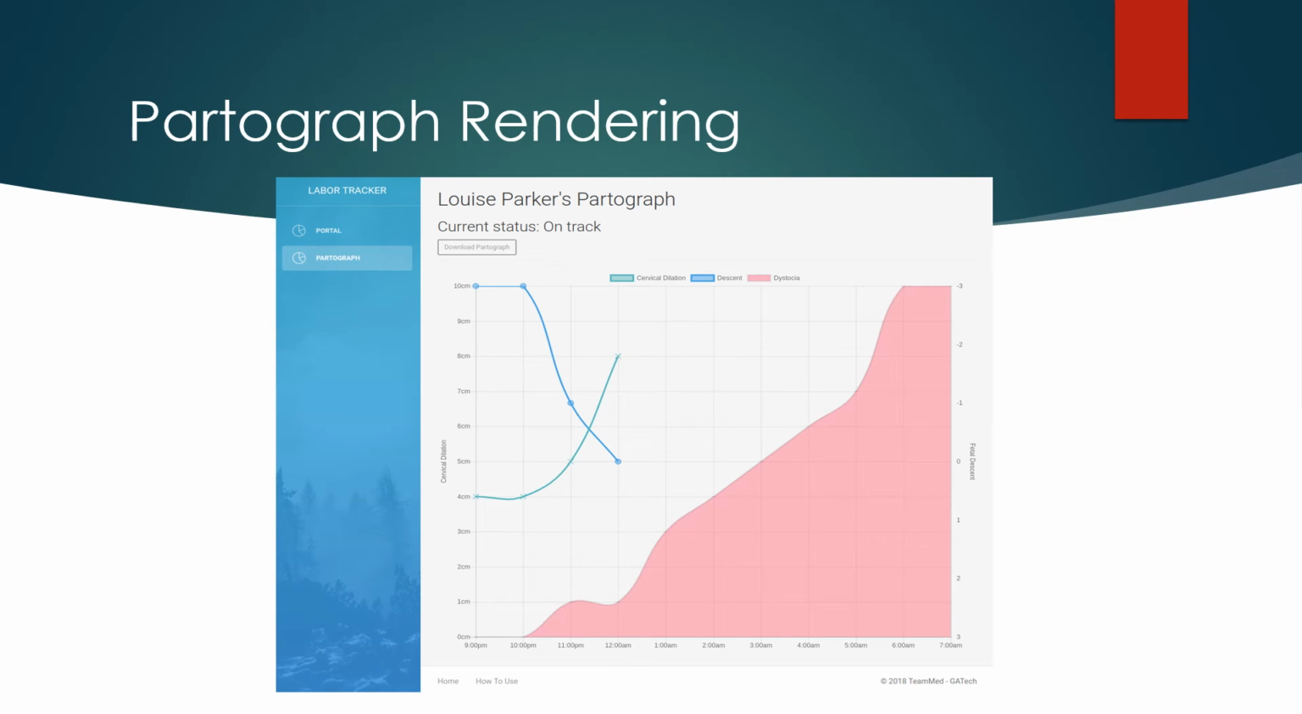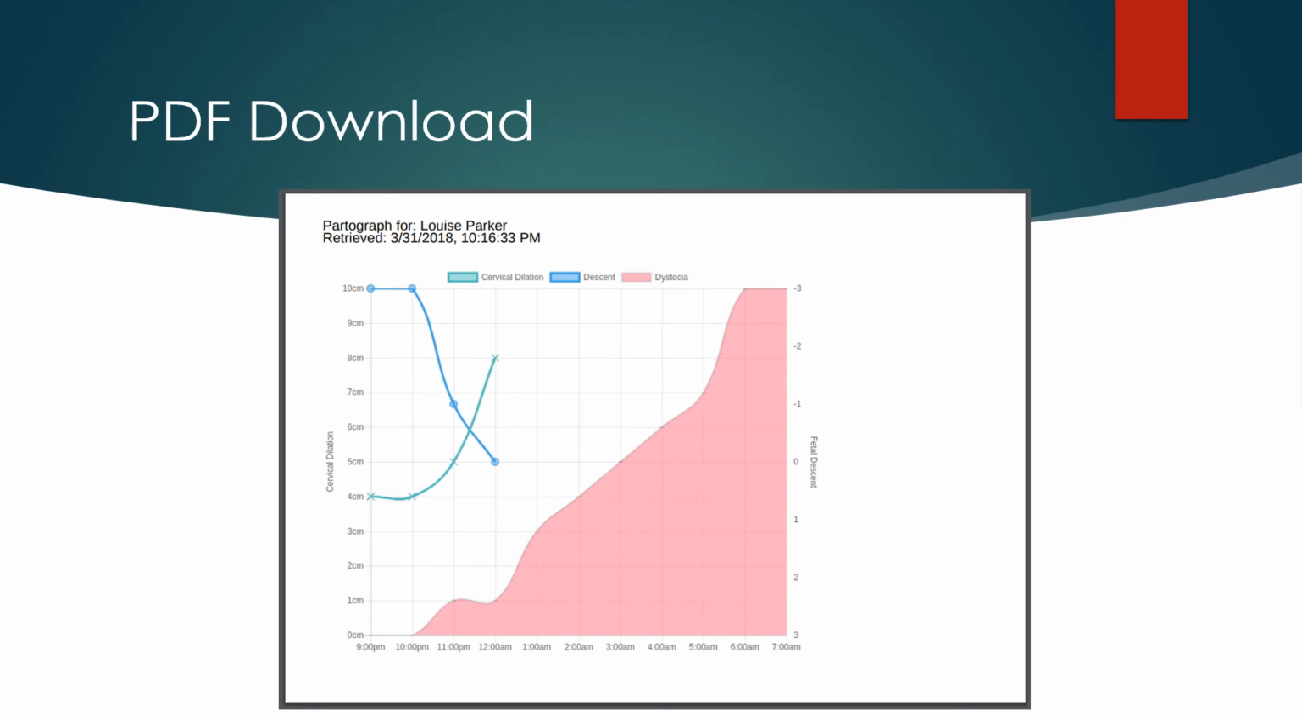Shown here is a screenshot of a sample customized partograph within our application. The green line plots measurements of cervical dilation in centimeters over time, while the blue line plots descent of the head. The area in red to the right represents the Discosia line. On a standard partograph, this represents the danger zone in which action may need to be taken if labor is progressing too slowly. As mentioned earlier, the customized partograph can be downloaded as a PDF with a simple click of a button.